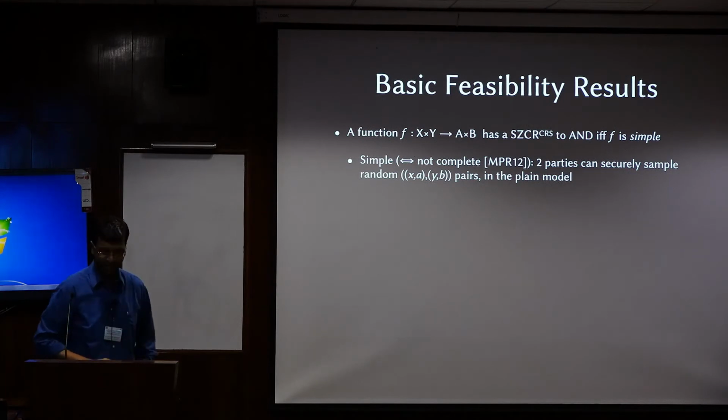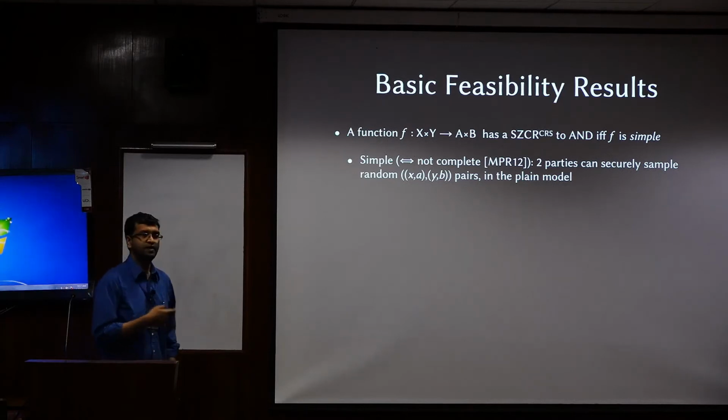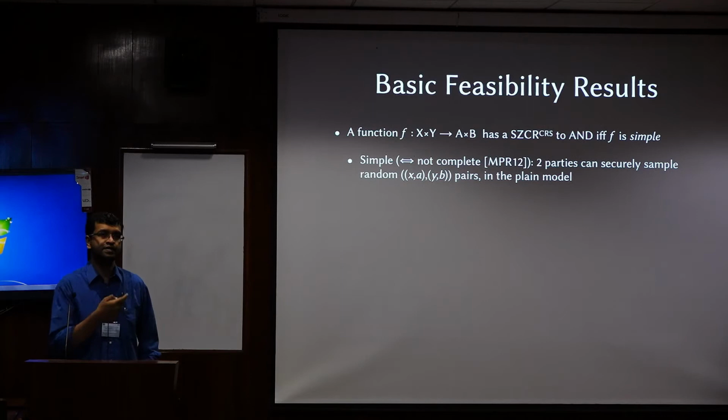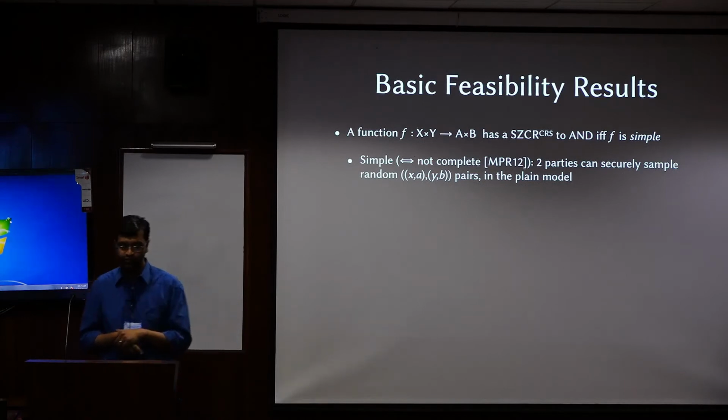I'll skip what this definition is, but this is a definition we used in characterizing which functions are complete, for instance. So oblivious transfer is complete: if you are given oblivious transfer, you can compute any function. It is complete for secure two-party computation.